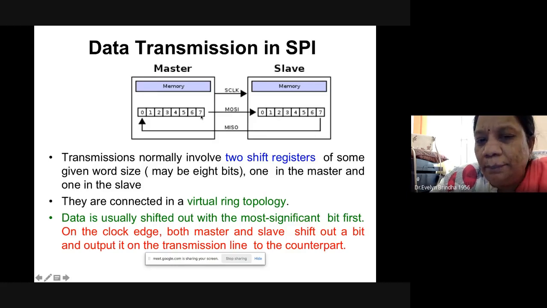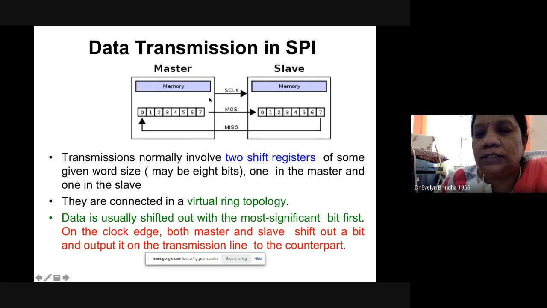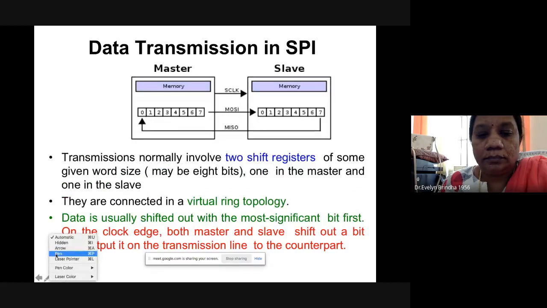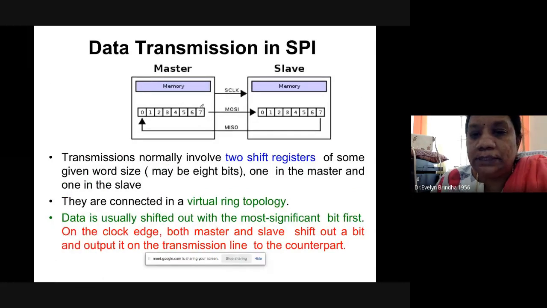Here you have an 8-bit register. Here you have another 8-bit register. So this is like rotating the bits. One by one, this bit will be sent here, this bit will be sent here, this bit will go here, this bit will go here. So you're rotating. See here, this last bit, the 7th bit of the master, will go and sit in the 0th bit of the slave.